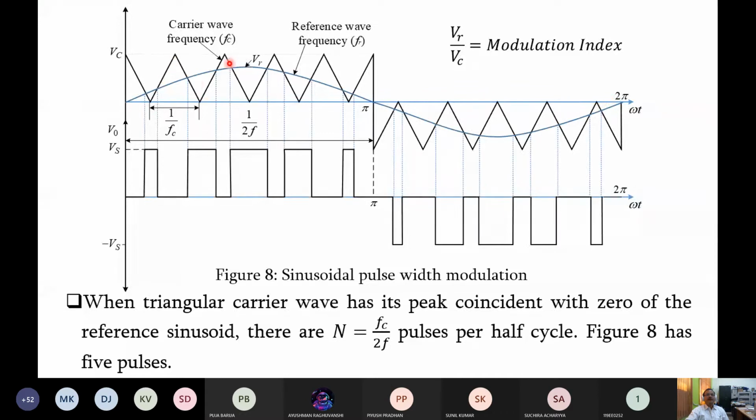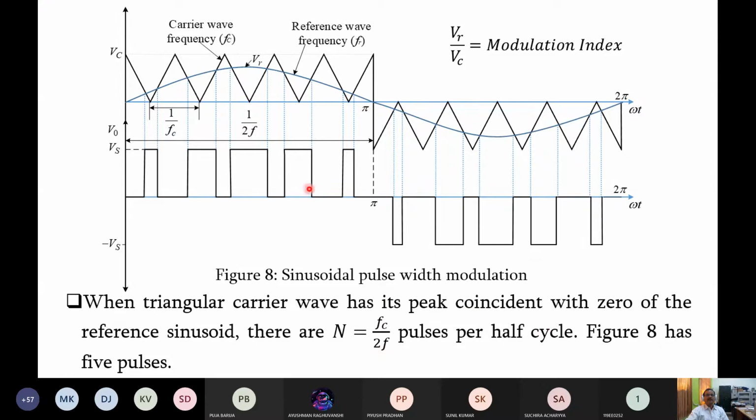The frequency of the triangular wave decides the switching frequency of the switches, and the frequency of the reference wave decides the frequency of the inverter. Okay. And this ratio, magnitude of the reference wave to magnitude of the carrier wave, is the modulation index. Now here, if the peak of the carrier wave coincides with the zero of the reference wave, the number of pulses per half cycle is Fc by 2f.